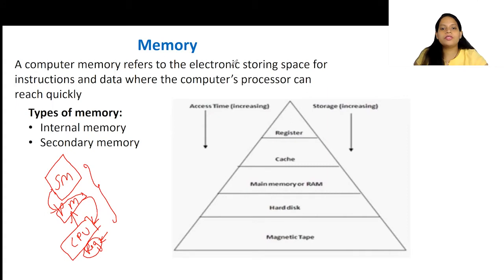A computer memory refers to the electronic storing space for instructions and data, which the computer processor can reach quickly. Whenever we say a computer's processor, you should know that it is nothing but our CPU. Memory is an electronic storing space, and it stores instructions and data which are accessed by the CPU. Why does it access them? It accesses that data in order to perform certain calculations. There are two types of memory: internal memory and secondary memory.